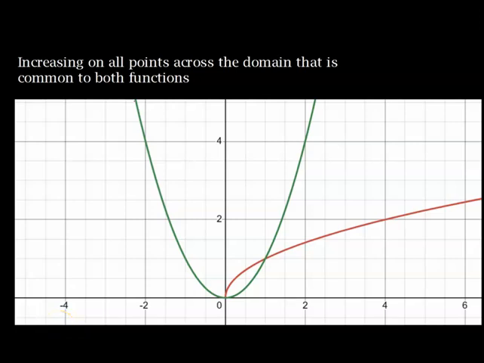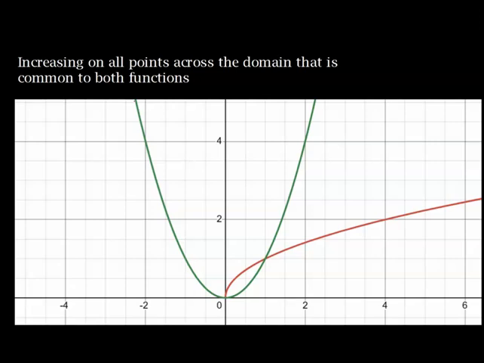Hi guys, so this will be a quick video on just reading the graph. In this graph, we're going to look where it's increasing on all points across the domain that's common to both functions. So in green, we have a parabola. In red, we have a square root function.